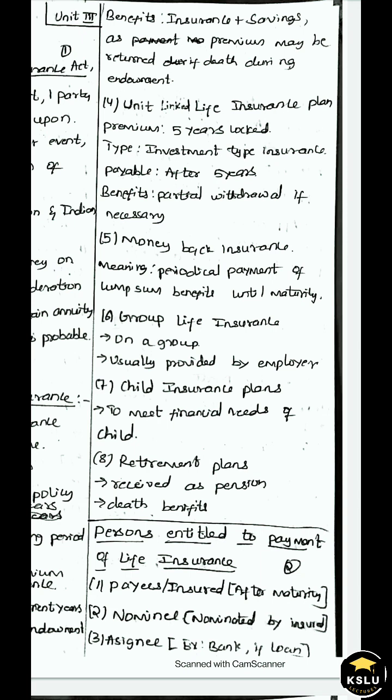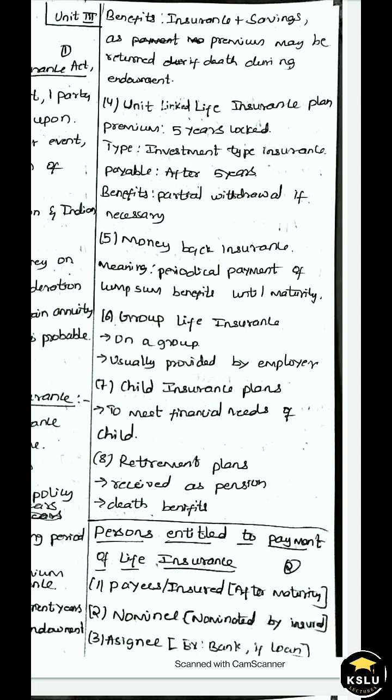The next is group life insurance. This kind of life insurance is given by an employer to his employees. So for a group, this life insurance is usually done by an employer. The next is child insurance plans. The child insurance plan is done to meet the financial needs of the child. For the educational needs of the child, this policy is done.